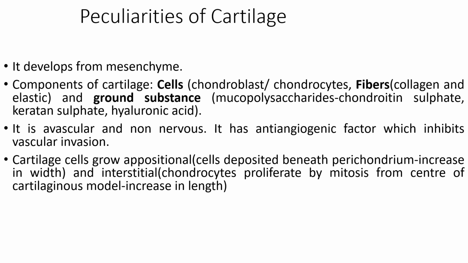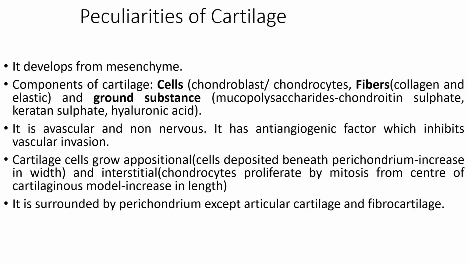So in appositional growth, the cells are deposited beneath the perichondrium, so they increase the width of the cartilage, and the interstitial growth occurs within the matrix. So the chondrocytes proliferate by mitosis from the center of the cartilaginous model, and this increases the length. So we have seen cartilages grow with appositional growth which increases the width and interstitial growth which increases the length.